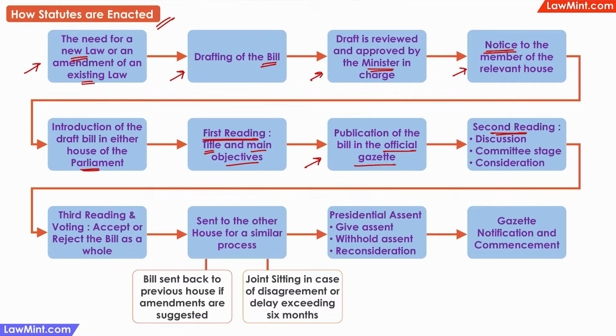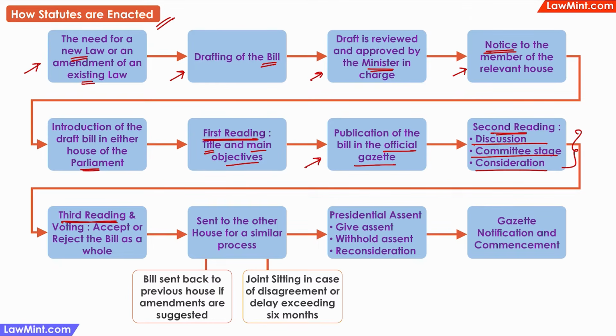The second reading is the most detailed phase of the legislative process, and it consists of 3 stages. First is the discussion stage, where members debate the general principles and the merits of the bill. The second stage is the committee stage, where the bill is referred to a parliamentary committee which examines it clause by clause. Amendments can be proposed or public input may be sought at this stage. And then comes the consideration stage, where the House considers the committee's reports and the members can discuss and vote on each clause of the bill and also on any amendments.